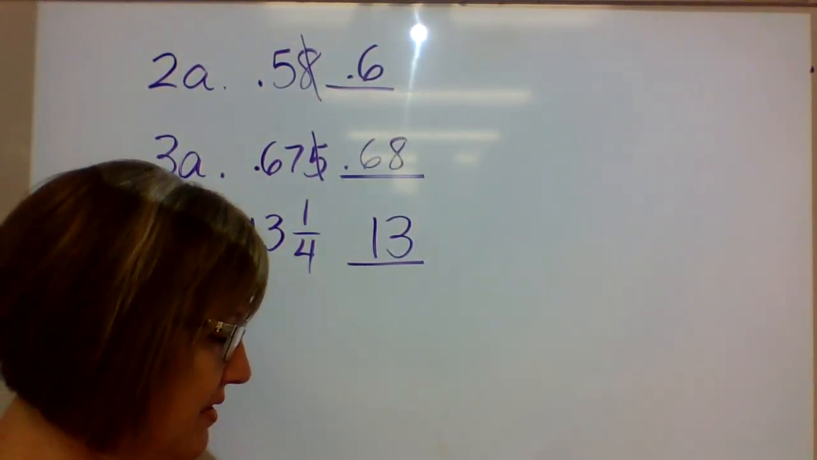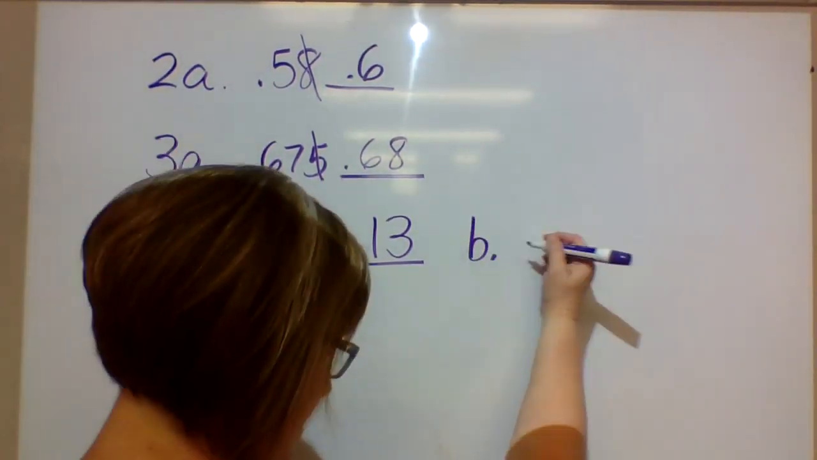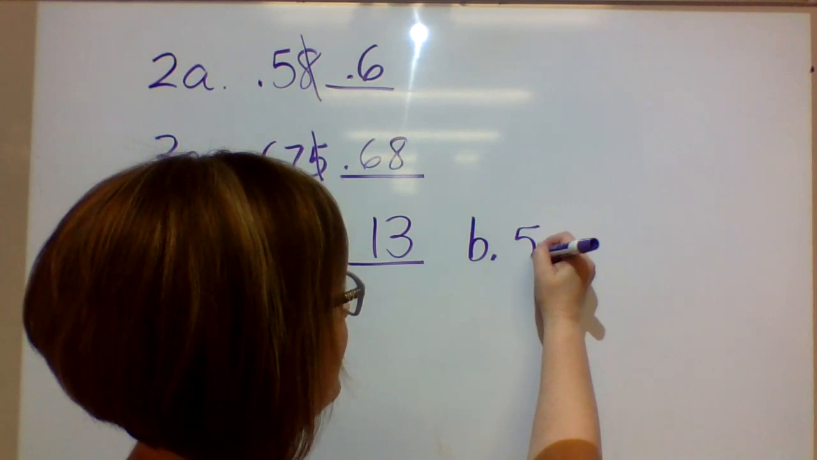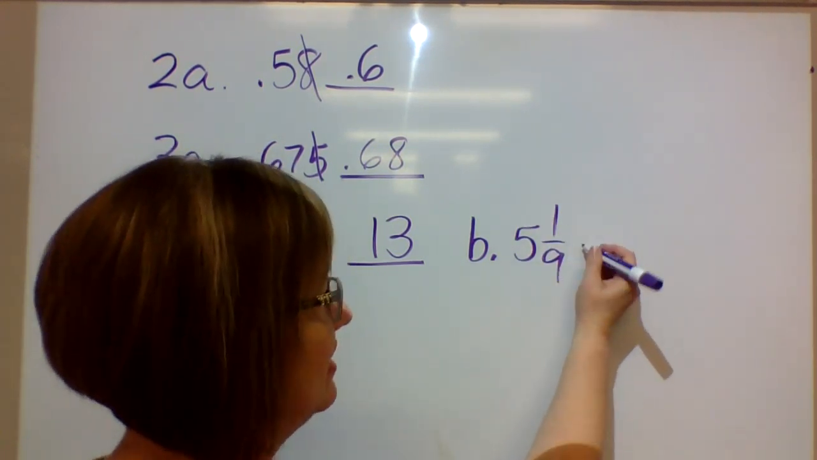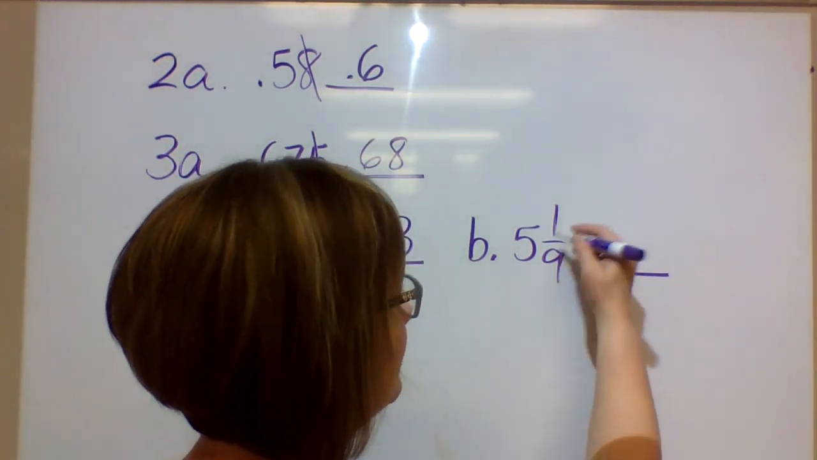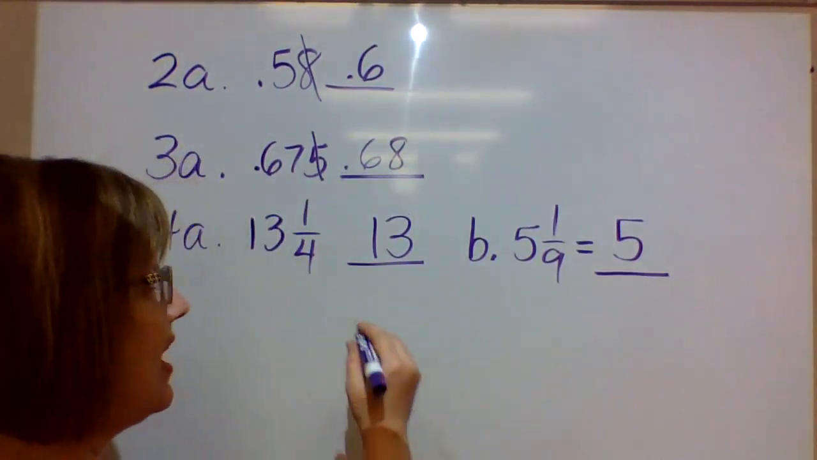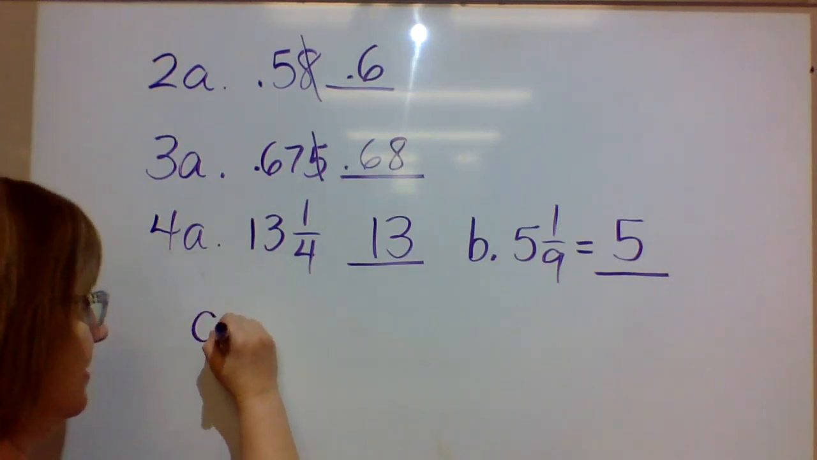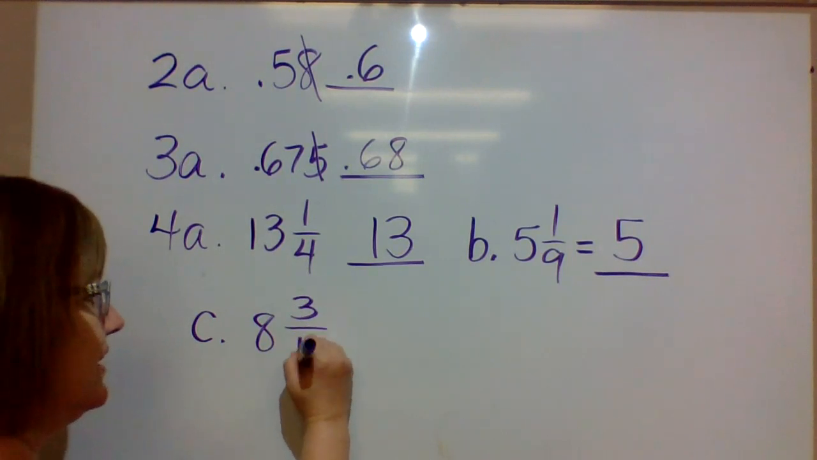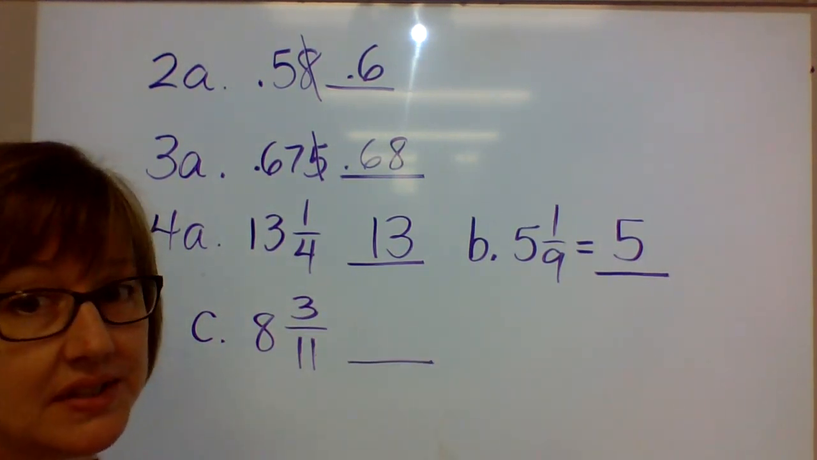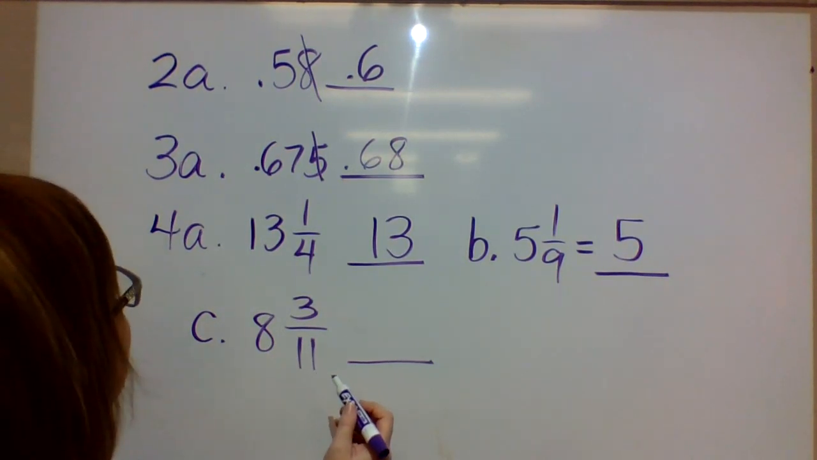Let's see the next one. Let's just do these. I just gave you this one. There's A. Okay, B is 5 1/9. Like I said, 4.5/9 would be half of 9. So 1/9 is lower. So 5 rounds down to 5. Okay? C says 8 3/11. You see all this? Okay, see 8 3/11.